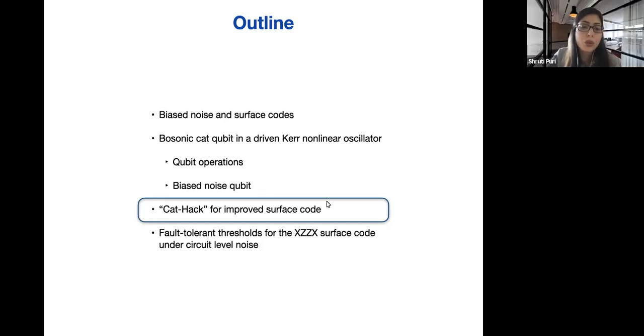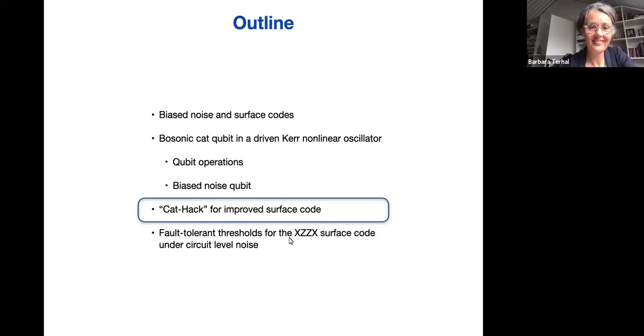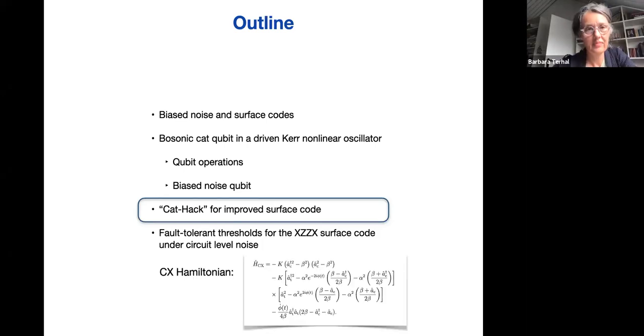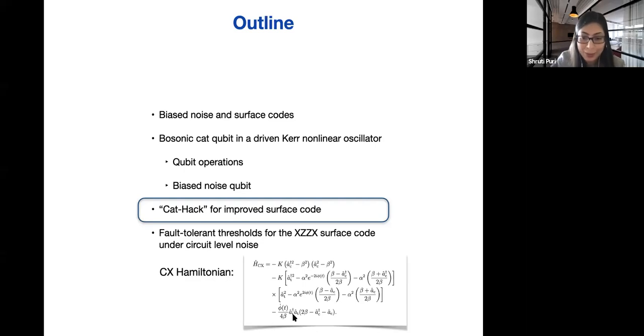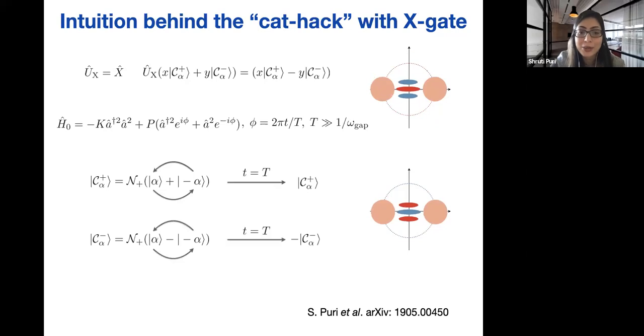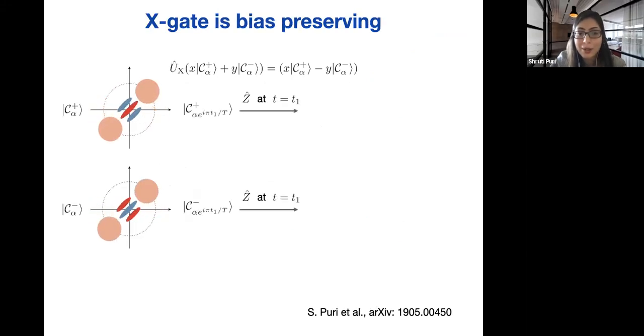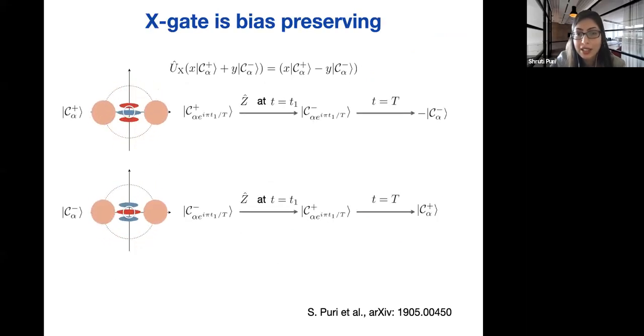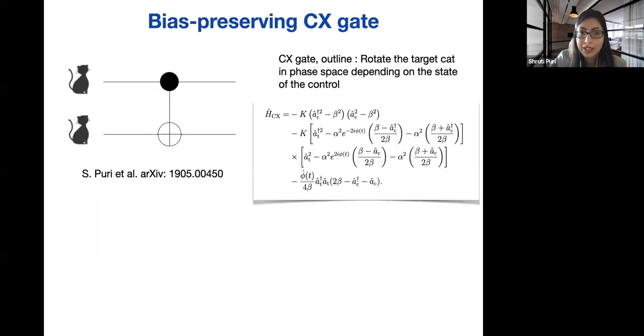Yeah, so let me just show the good part. Believe me when I say that there is a bias-preserving CX gate that we can do, and it has this complicated Hamiltonian. I was going to tell you how you can do it, but just forget about it. You can read the paper. Let me just quickly tell you the numerical results.